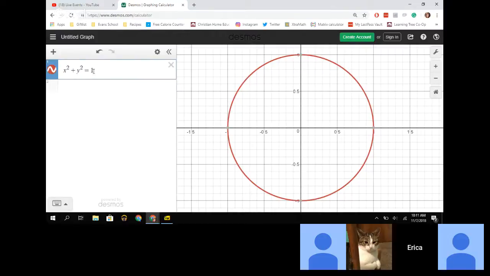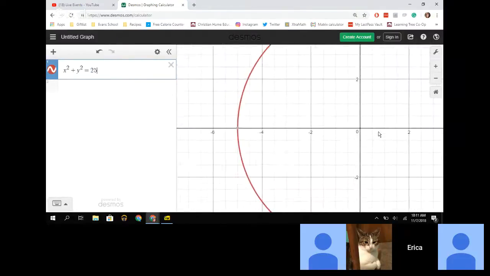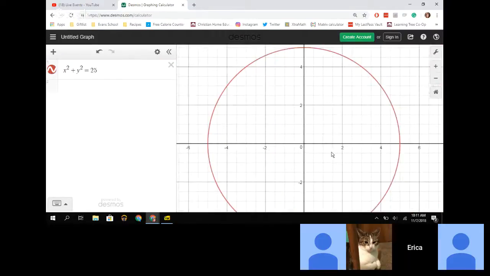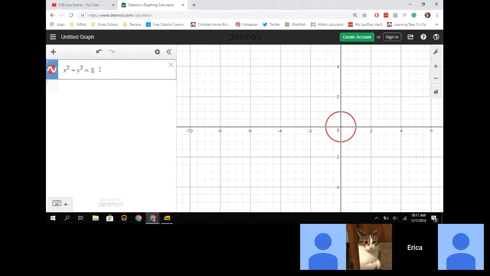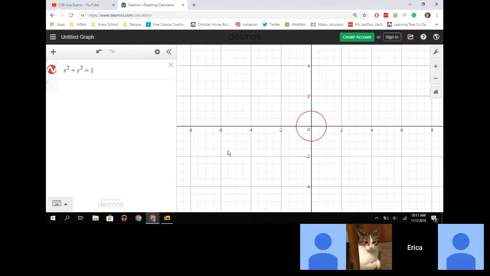Just a quick review from Algebra 2. This number here actually tells you what your radius squared is. So if I put in 25, then I should have a circle with a radius of 5. So just to kind of review that. All right, but we're talking about the unit circle, so we just want a radius of 1. Nice and simple. We're not even going to make any fancy requests. We're just going to go with that.